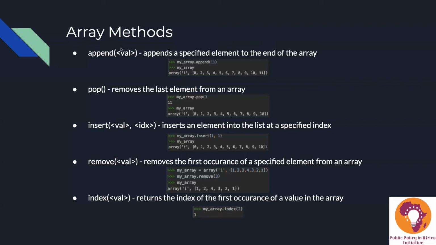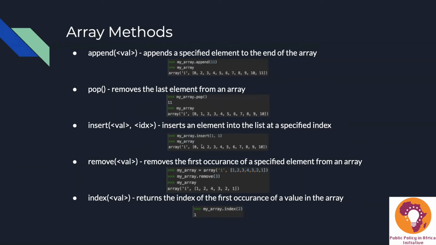So append was for appending a value to the very end of an array. But if we want to insert a value into the middle of an array, we can use the insert method. So the insert method requires two parameters. The first parameter is the value you want to insert. The second parameter is the index that you want to insert the value at. So it inserts an element into the array at a specified index.